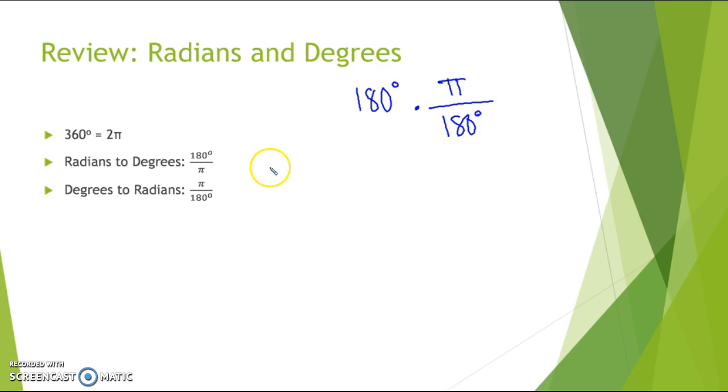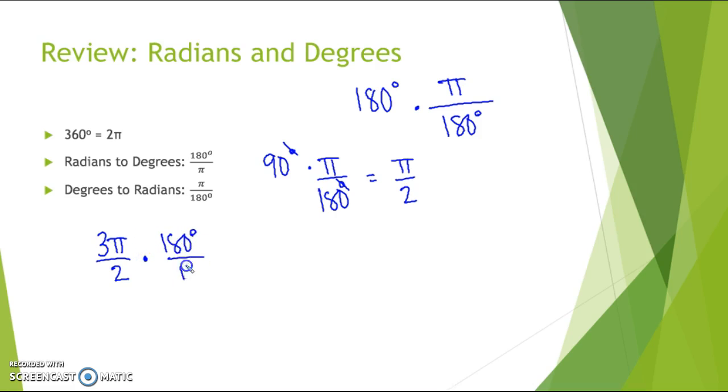So for example, if I had 90 degrees that I wanted to go to radians, I would multiply by pi over 180. My degrees cancel. And then 90 over 180 simplifies to 1/2, so that means it's pi over 2 radians. And then if I wanted to go from 3 pi over 2 back to degrees, I would multiply by 180 over pi. So now my pi's cancel, and I have 3 over 2 times 180. Well, 180 divided by 2 is 90, and 90 times 3 is 270 degrees. So that's just going back and forth between degrees and radians.